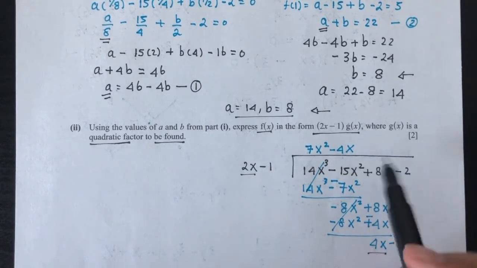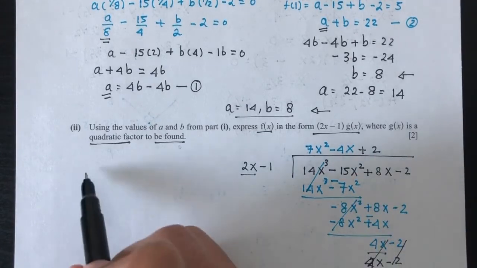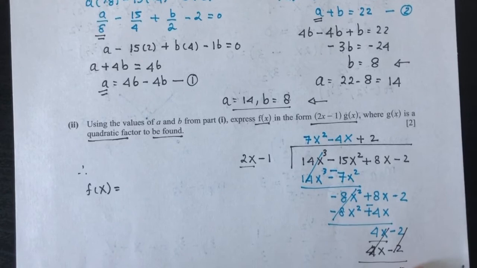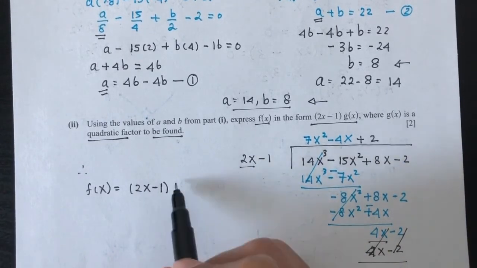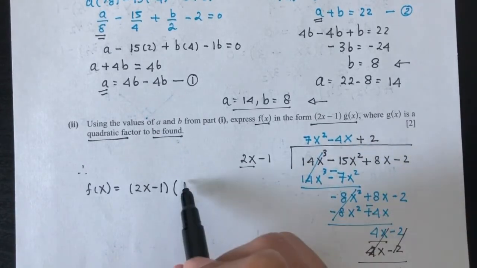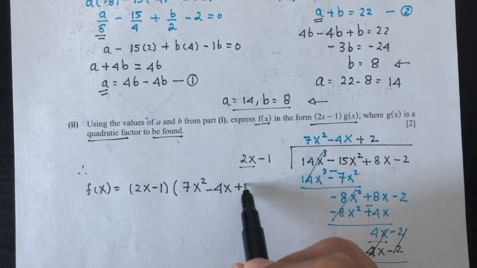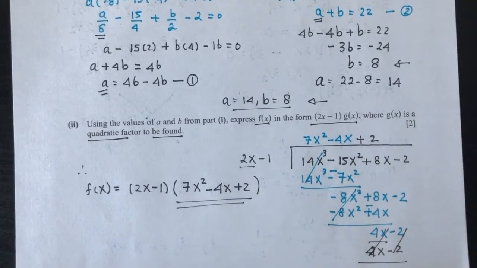Have to multiply by 2. So multiply by plus 2, so you will have 4x minus 2. So these two will cancel out, you will have 0. So that means your f of x is equal to 2x minus 1, that is your factor, and then this is your quad, which is 7x squared minus 4x plus 2. That is your g of x that you had to find.